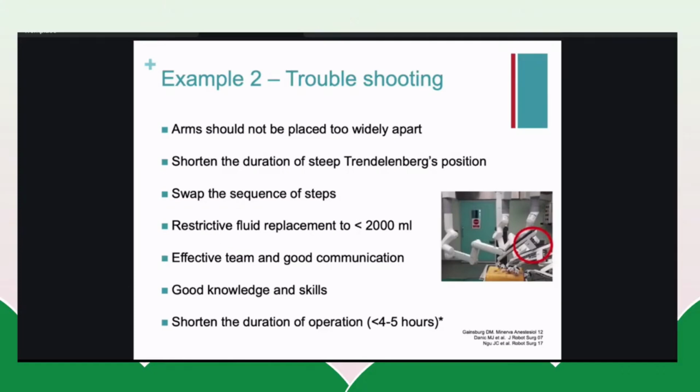And there are also some series suggesting that restrictive fluid replacement to less than 200 ml may be useful. And I've also seen some case reports saying that venesection may also be useful, but I'm sure nobody will do that. So an effective team and good communication with our anesthetists will be useful. And also good knowledge and skills of the operation to shorten the duration of operation is also ideal. And the optimal duration of operation should be less than 4 to 5 hours.